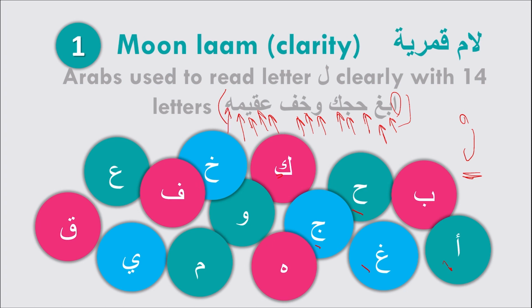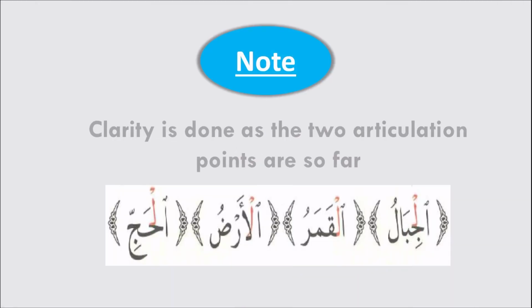Okay, so these are the 14 letters for lam qamariya, and in this case the rule here is clarity. This is the first thing, the same as al-jibal, al-qamar, al-arda, al-hajju. All of these lam, we have to pronounce it because the lam here is lam qamariya or moon lam, and it is clarity because the two articulation points are so far. So in this case, we have to read it as a clear lam.